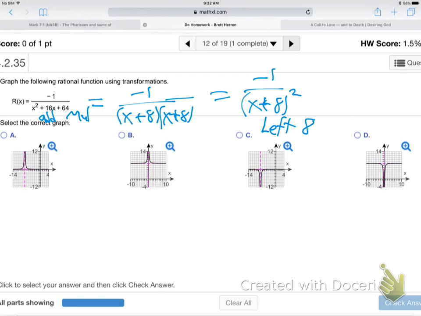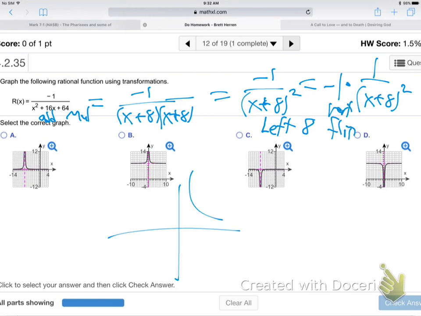So it's going to be a left 8, and the negative 1, that's the same thing as negative 1 multiplied. You don't have to write it, but just know it. It's a negative 1 multiplier, effectively, which means vertical flip. Normally branches are up here because it's x squared. Both branches up, but it's been flipped. So both branches are down, and it's been moved left 8. So which one is left 8, both branches down? Isn't it C? C it is. Good, good.